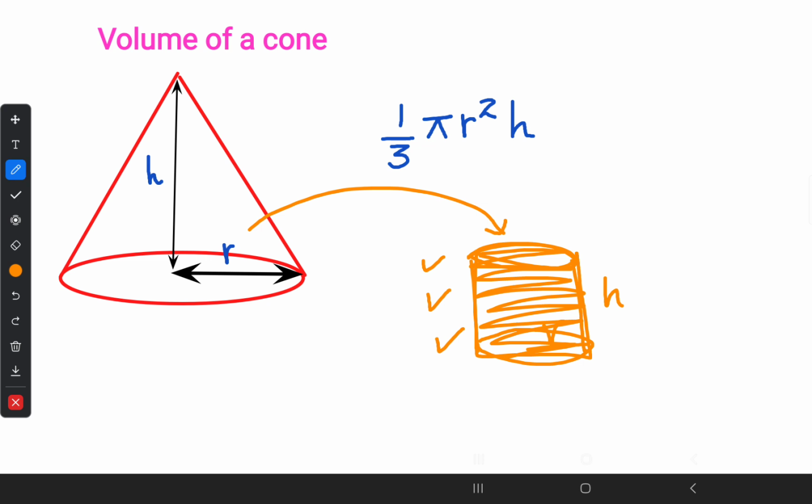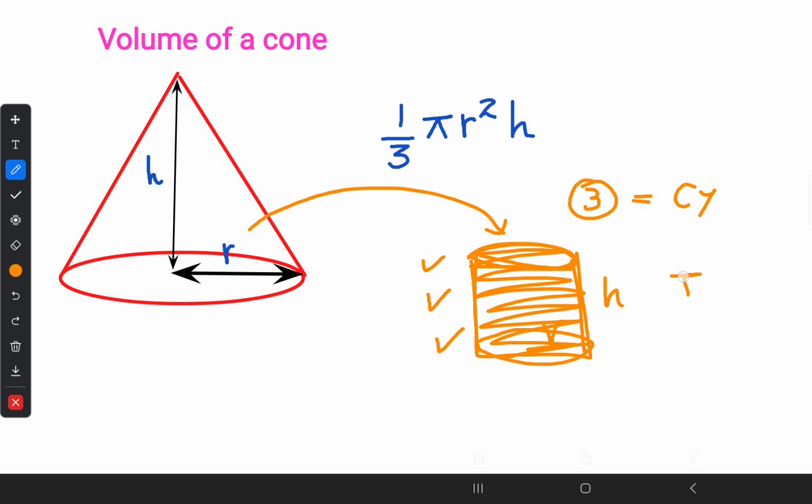That means 3 times the cone's volume should equal the cylinder's volume. That's how this 1 upon 3 came from. So the cone's volume would be 1/3 of the cylinder's volume.